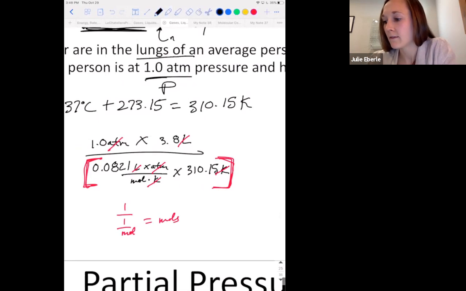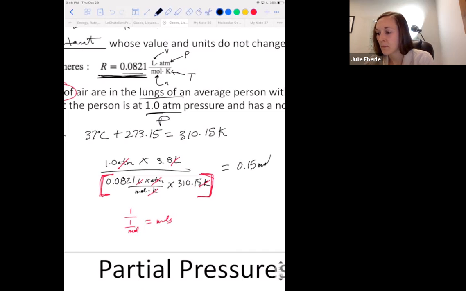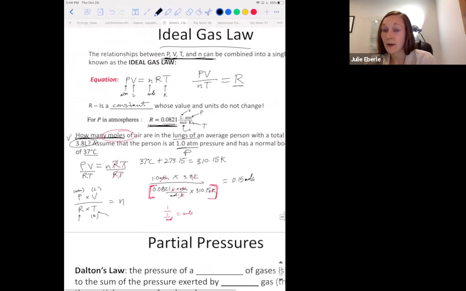What'd y'all get? Sarah got 0.15. Anybody else get that? Moles? Same. Okay. All right. So 0.15 moles. That's all we really breathe in. Now, an above average person might breathe in more than that, but an average person breathes in 0.15.